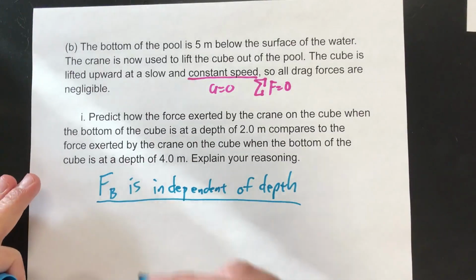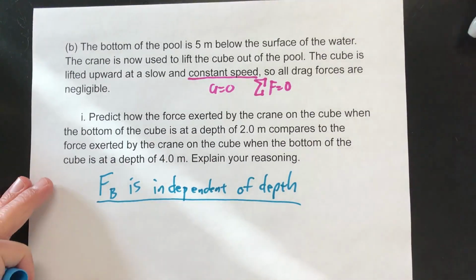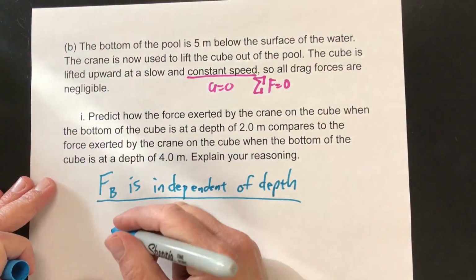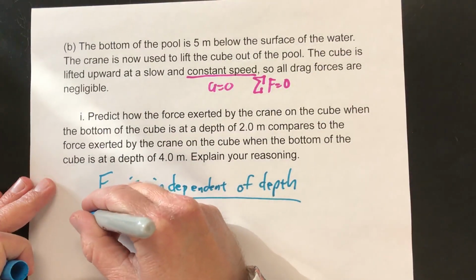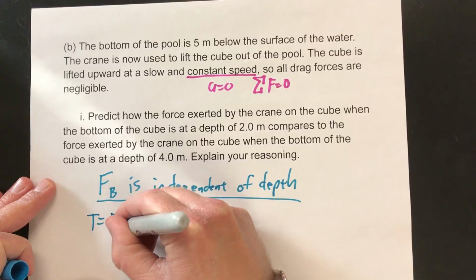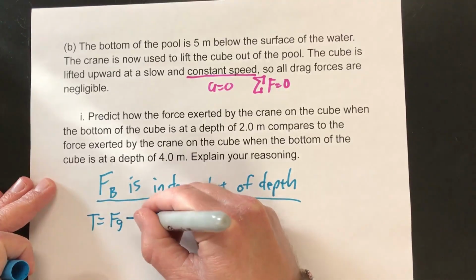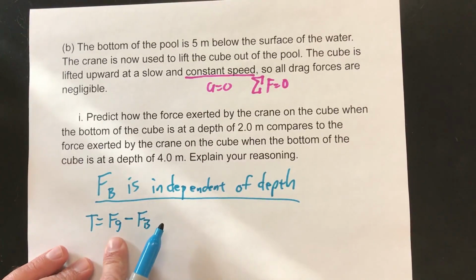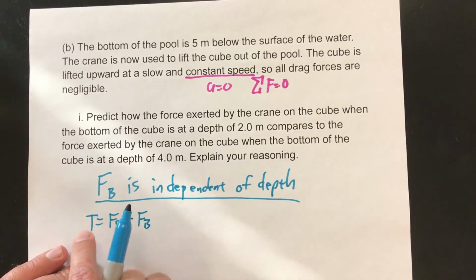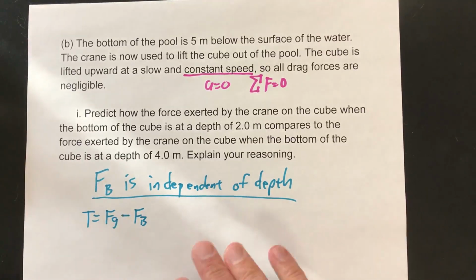Actually, let's go a little bit further just to make it absolutely clear here. The equation that we might want to write here is that the tension is going to be the force of gravity minus the buoyant force. So since the weight's never changing and the buoyant force is never changing, the tension will never change there.